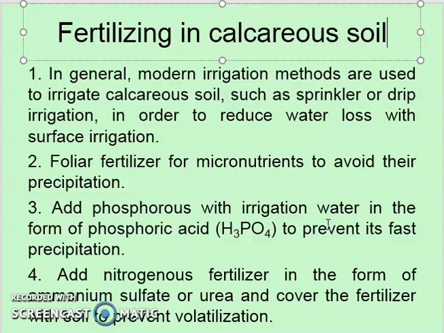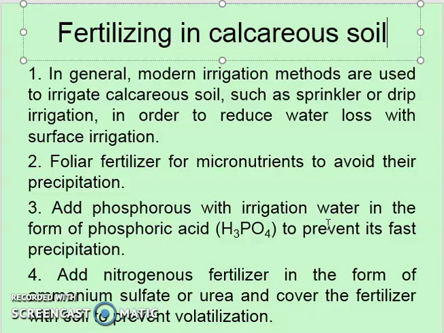The fourth is nitrogenous fertilizer. Usually avoid adding nitrate in calcareous soil because most of the nitrate is lost. Nitrogen in the form of nitrate is lost by leaching to the drainage water. It's preferred to add nitrogen in the form of ammonium sulfate or urea.